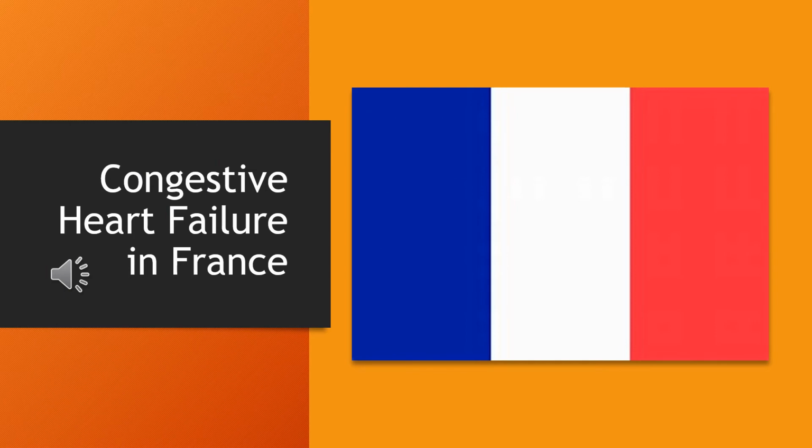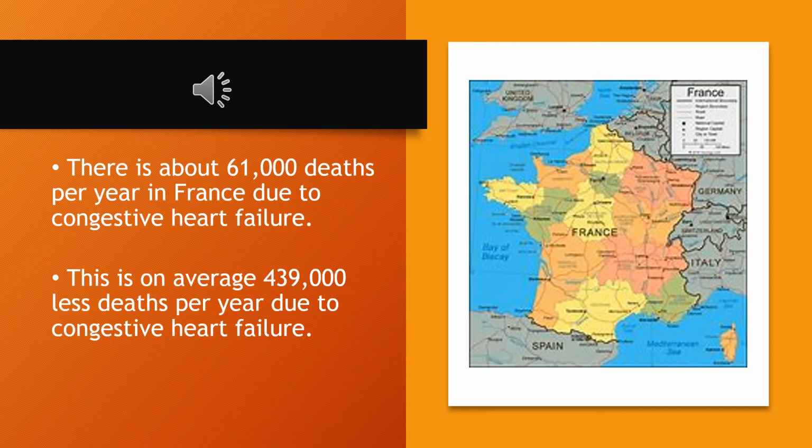On the following slide, we will be reviewing some facts about congestive heart failure in the country of France. There are about 61,000 deaths per year in France due to congestive heart failure, and even though this is a lot of people, it's nothing compared to the United States. It is on average 439,000 fewer deaths per year due to congestive heart failure. Now we might wonder, why is that? So on the next slide, we're going to compare the United States to France and why the United States has such a significantly larger number of deaths per year due to heart failure.